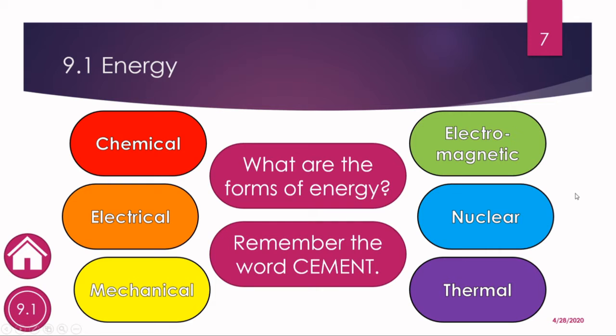There are many different forms of energy, too many forms of energy to list in one short PowerPoint, or even if we had all day. So we'll boil it down to 6 main forms of energy. And to remember what these forms of energy are, remember the word CEMENT, where each letter in the word cement stands for a different form of energy. So C for chemical, E for electrical, M for mechanical, E for electromagnetic, N for nuclear, and T for thermal. And as we go through the rest of this unit and the units that come after it, we'll be talking about different forms of energy.